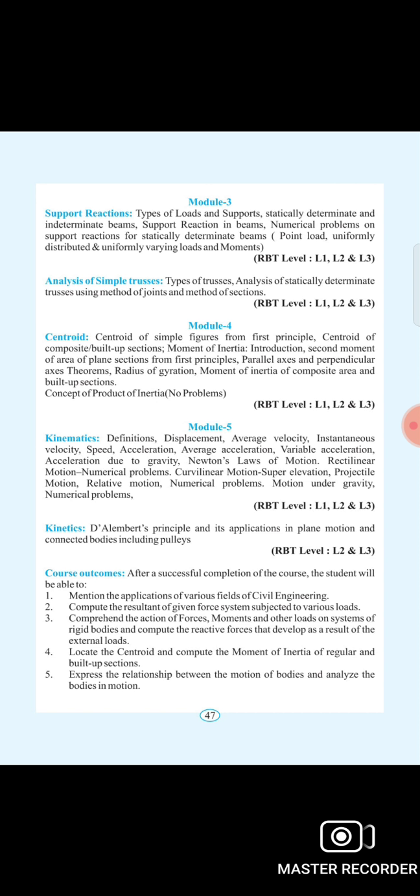Then coming to module 4, it's about centroid and moment of inertia. After knowing the types of loads, beams and supports, for a particular geometrical shape like a rectangle, circle, semicircle, triangle or trapezoid, we have to find out where exactly the center lies.